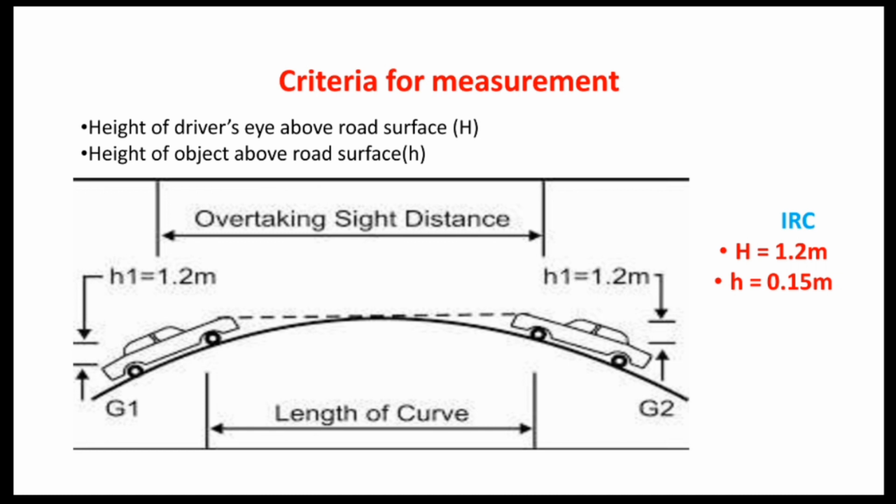The criteria for the measurement of the stopping sight distance. As you can see from the figure, the height of the driver's eye above the road surface, H, is taken as 1.2 meters as recommended by the Indian Roads Congress, whereas the height of the object above the road surface, h, is taken as 0.15 meters.